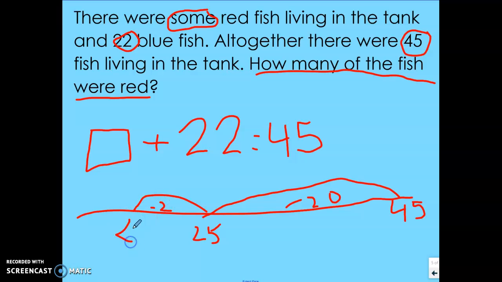So let me go ahead and take 2 more away, minus 2. And that equals 23. Okay, so 23 plus 22 equals 45. So my question was, how many of the fish were red? 23 were red.